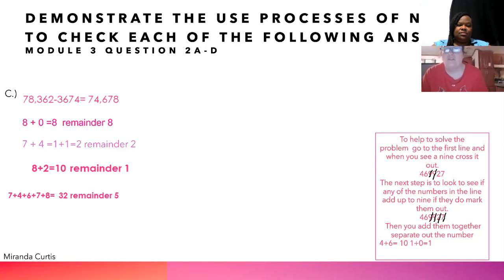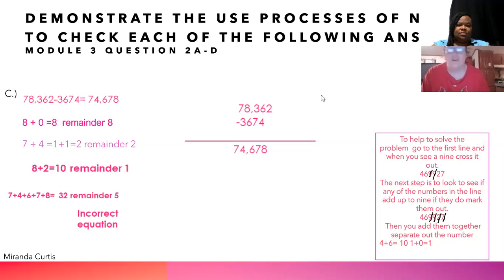But the answer is incorrect because that is not what that equals. We're going to come over here and we're going to subtract it. You can use your calculator or your phone, or you can do it by hand, and it's going to give us 74678. So we know that is the correct answer.